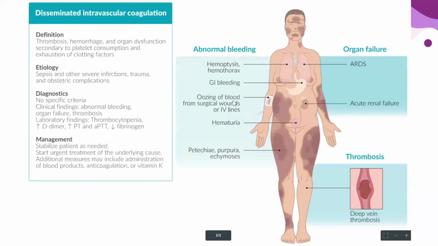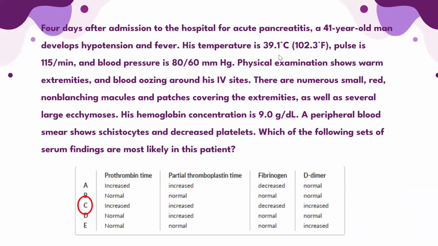Again, I feel like I've explained all of this already. So there's going to be thrombosis, there's going to be hemorrhage, organ dysfunction secondary to platelet consumption and exhaustion of clotting factors. Organ dysfunction can also occur because of hypoxia, because the microemboli are going to get lodged into the capillaries, into the blood vessels, so the organs might not be perfused properly anymore. This can lead to sepsis, which I feel like is what was happening in our patient. The fact that his temperature was high, his blood pressure is low, his pulse was high, indicates septic shock.